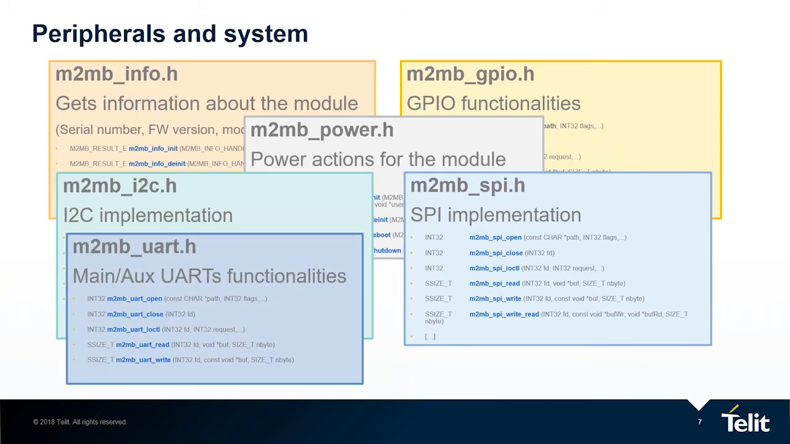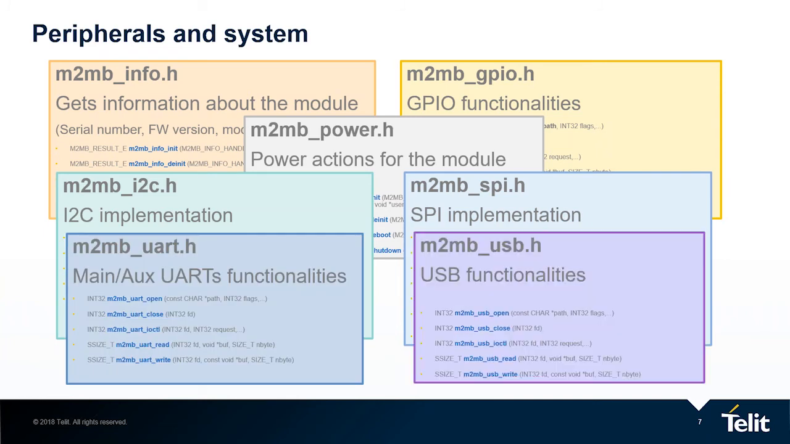The same applies for UART and USB interfaces. In this case, we have the same logic for the APIs. So we can open and close the file descriptor for the UART, the main UART and the auxiliary UART of the module, and also the available USB channels, and then write and read data to and from them. This can be used both for logging functionalities or as a point of communication between the module and an external environment, whatever it is.